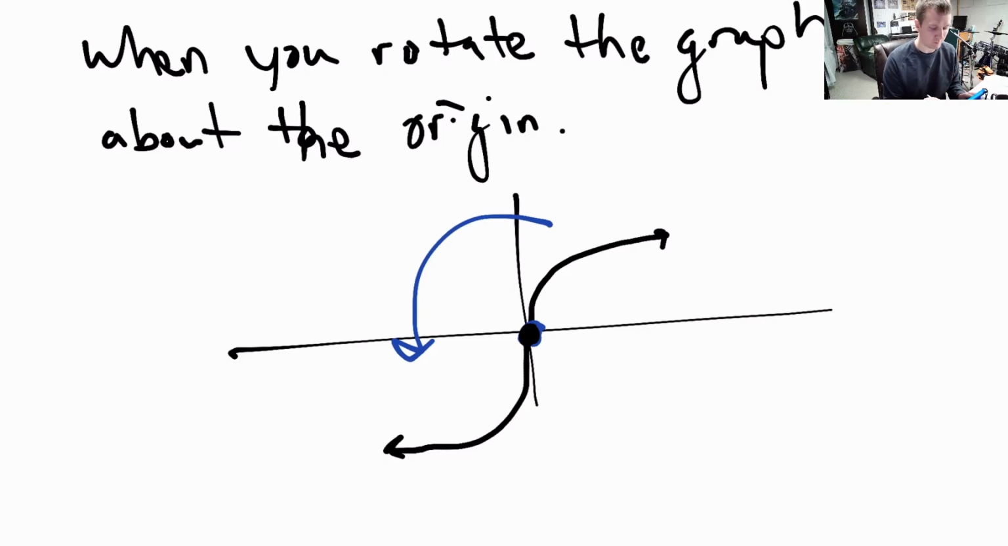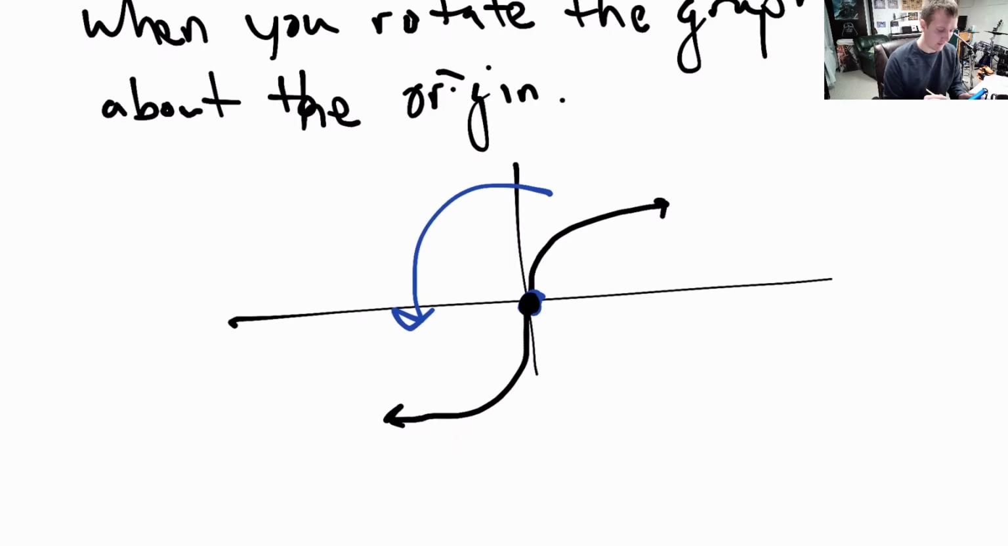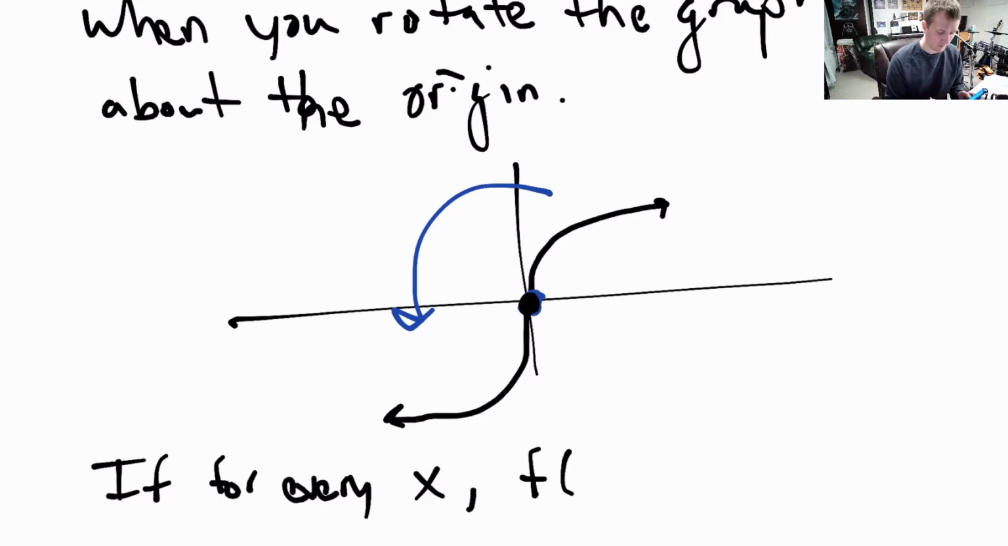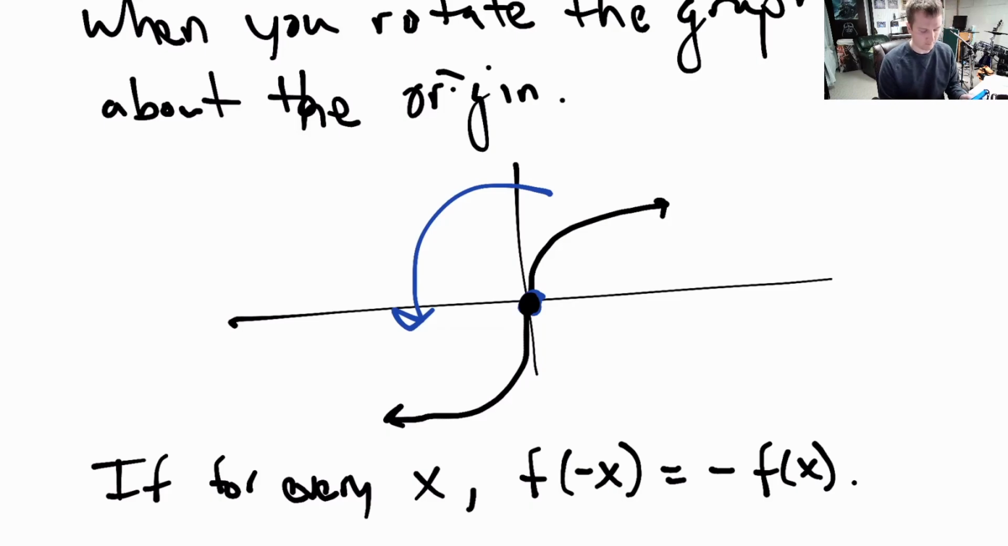And algebraically, what happens here is if for every input f of negative x equals negative f of x, then we call it, the function is odd. We call it odd.